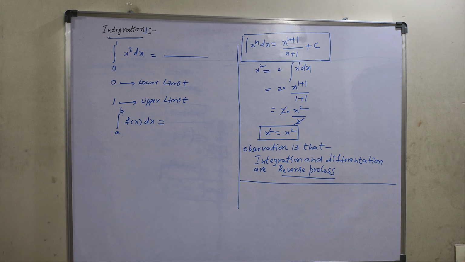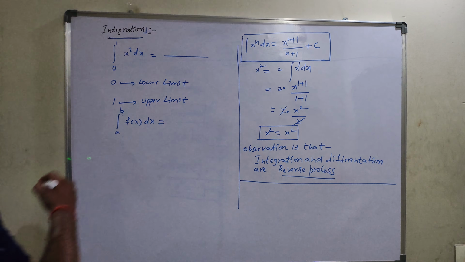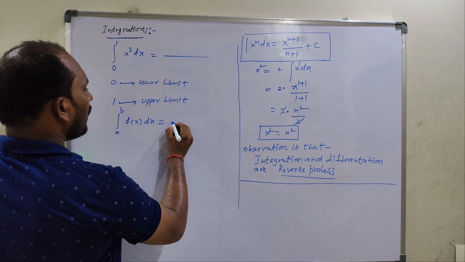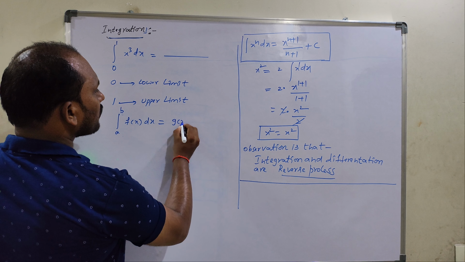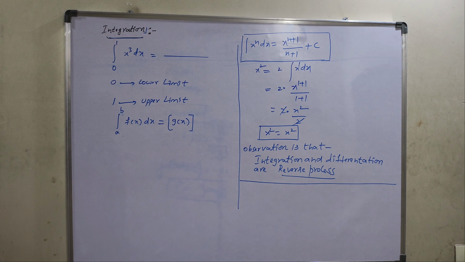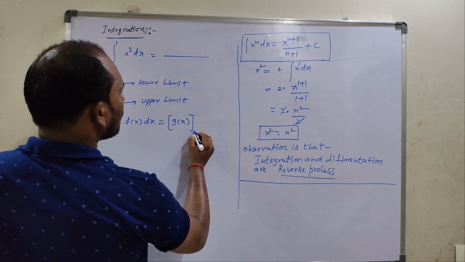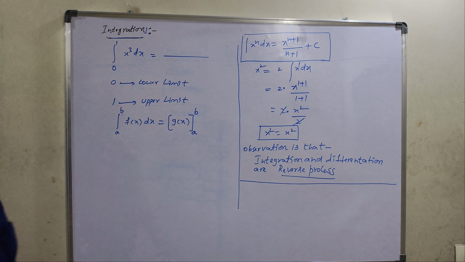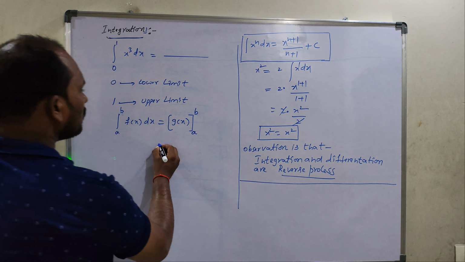How to handle these situations? After integration, let us say you get g of x. You get g of x with the limits a comma b. Now what do you get, guys?